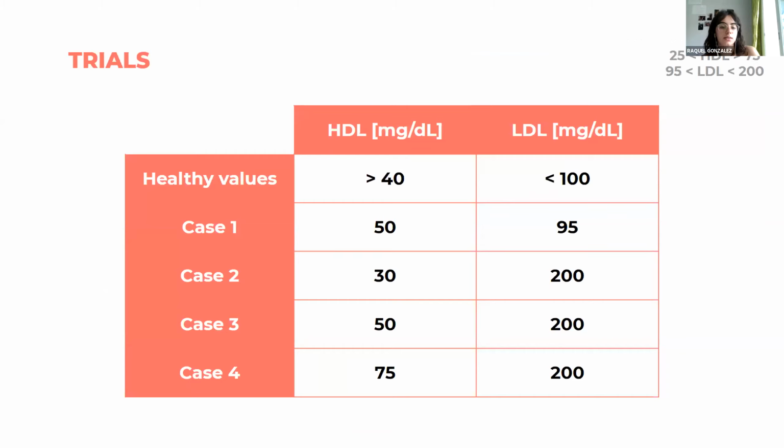Okay, so once we had the code, we thought about different trials with different values of LDL and HDL to test its behavior. The range of HDL is between 25 and 75 milligrams per deciliter and is considered healthy above 40. In the case of LDL, it is between 95 and 200 and considered healthy below 100. So we thought it would be a good idea to consider a first healthy case and then vary different values of HDL, keeping an extreme value of LDL.